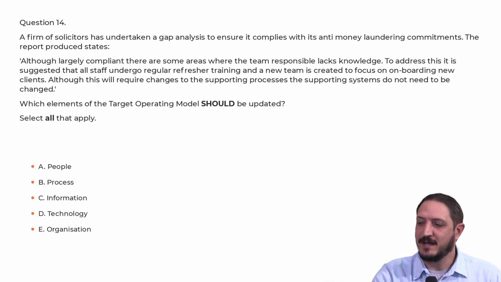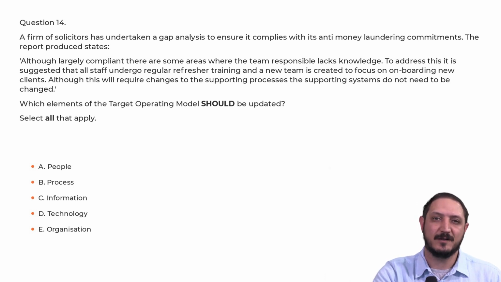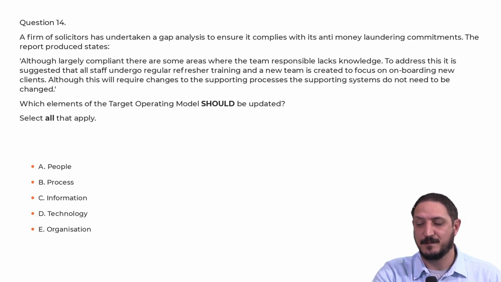Okay, so we now need to find the correct answers for this specific context here. Okay, so if we go through this, let's see if we can see anything that is being spoken about from the people dimension of POPIT. So it says, although largely compliant, there are some areas where the team responsible lacks knowledge.